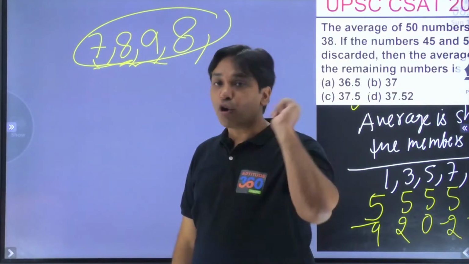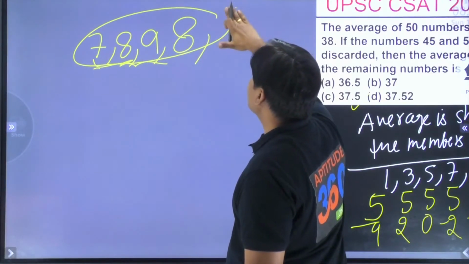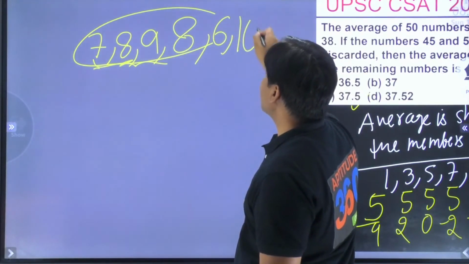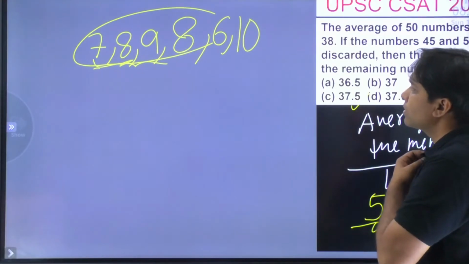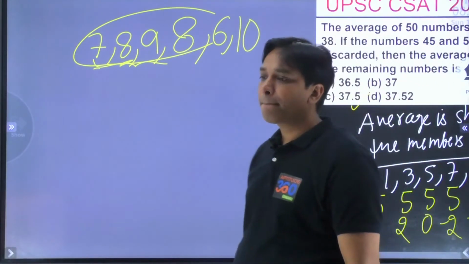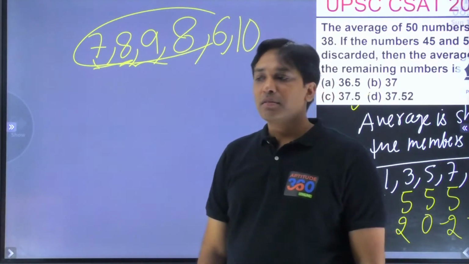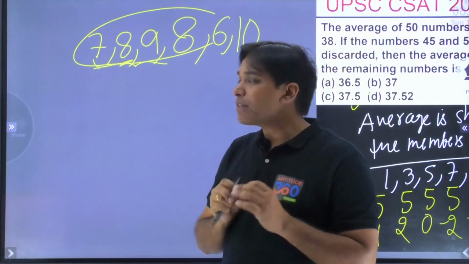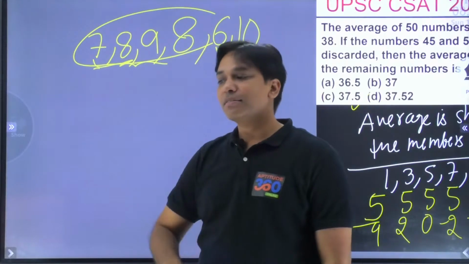And then I get 2 more students, they want to write the test, and first student gets 6 and the second student gets 10. Tell me what is the average? Out here, still the average is going to be the same. Why is the average going to be the same? Because 6 and 10, their average is also 8.